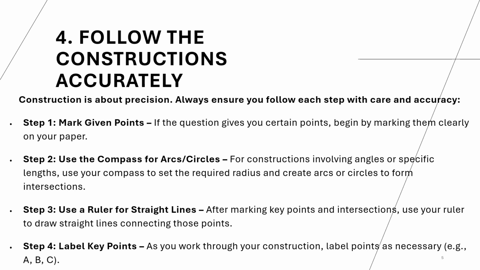Step 3, use a ruler for a straight line. After marking a key point and intersection, use your ruler to draw a straight line connecting those points. And ensure you label the key points. As you work through the construction, label points as necessary, for example point A, point B, point C, as the question tells you which letters should be marked.